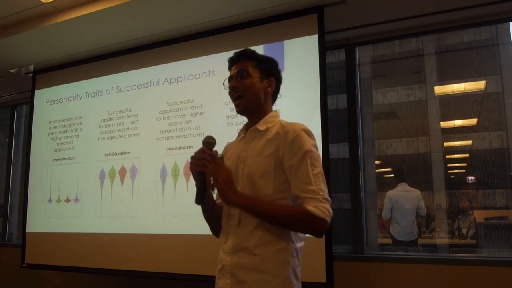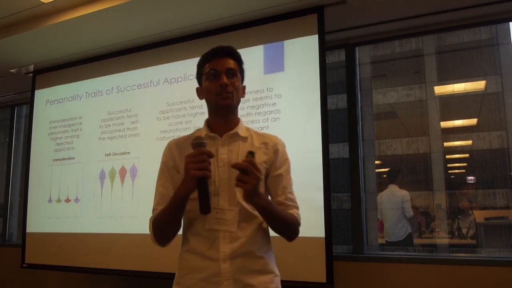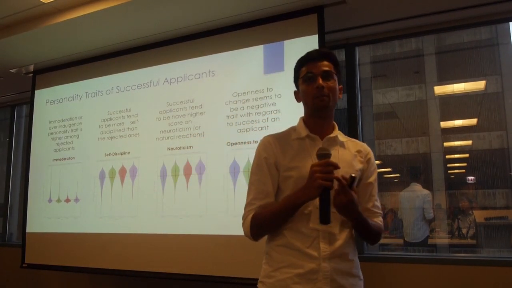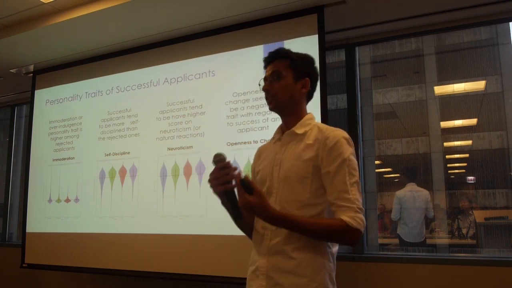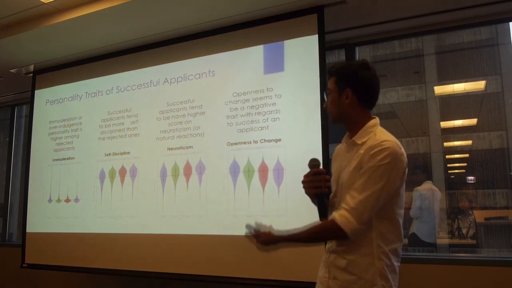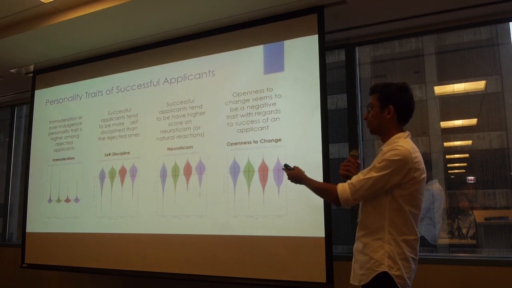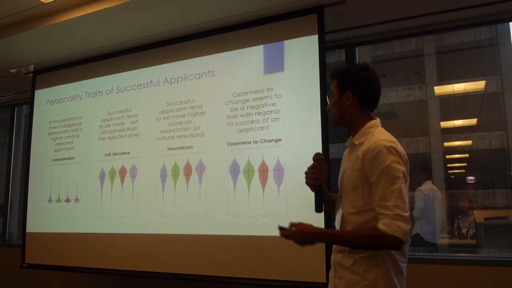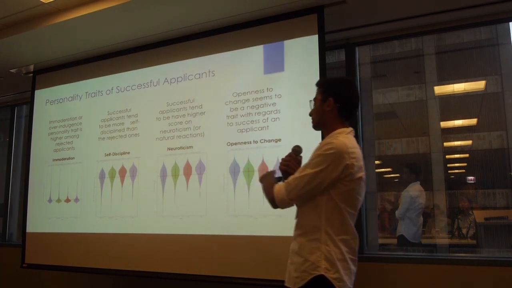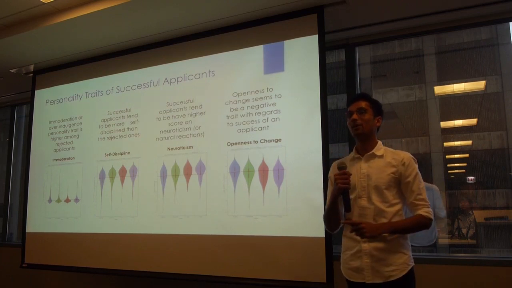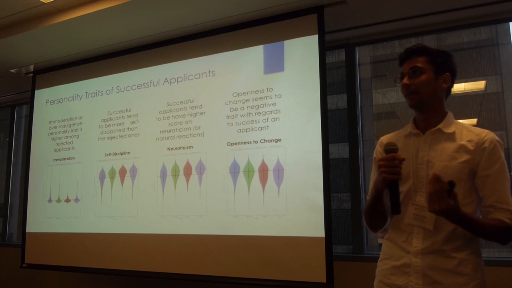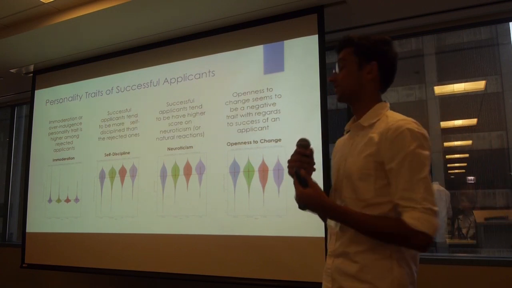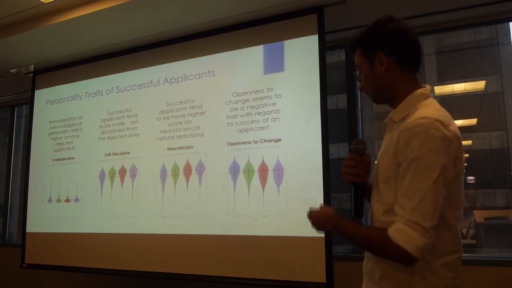So successful applicants tended to have a higher score in neuroticism, which we hypothesize is because neuroticism could be indicative of your passion towards your idea. And that's why applicants with a higher score in neuroticism had a better tendency to be successful. Whereas openness to change could be a measure of your irresolution towards your idea, and that is why it could be seen as a negative trait in an applicant.